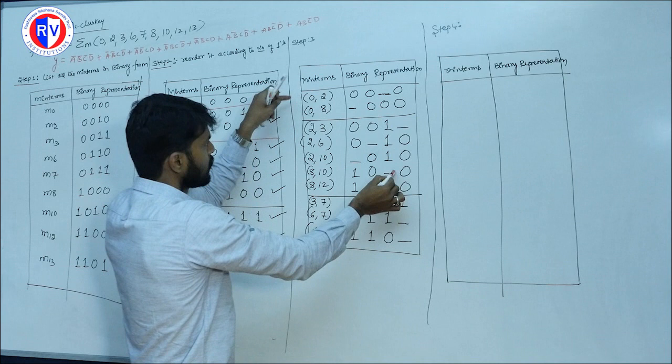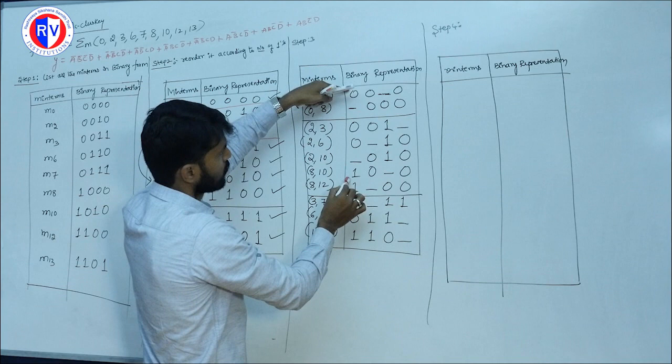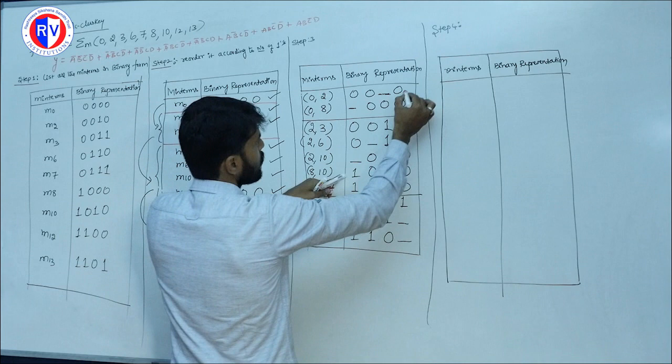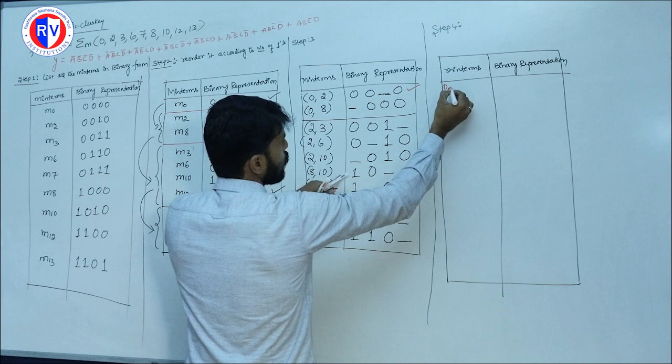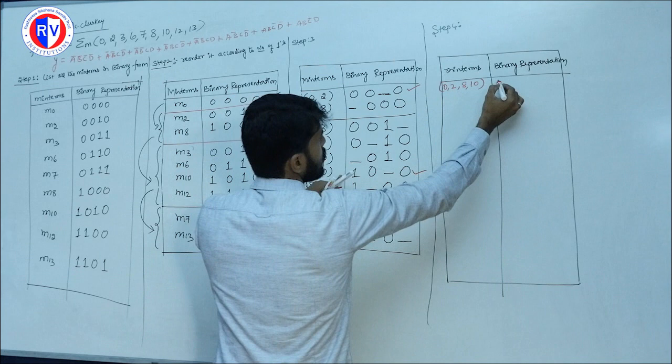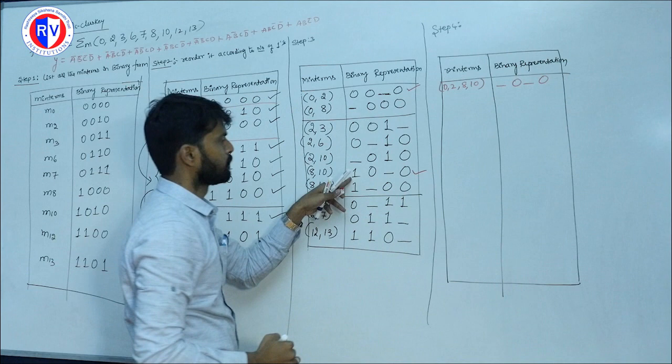So 0, 2 comma 8, 10, we need to check: is there a 1 bit change? 0, 1 is there, 0 is there, dash is there. Yes, there is a 1 bit change. At that point, I need to put a tick mark for this and enter that into the next stage: 0 comma 2 comma 8 comma 10. The representation is dash 0 dash 0. The other terms don't have a dash in the same position.